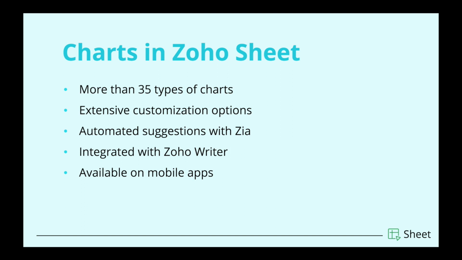In Zoho Sheet, there are more than 35 types of charts that can be used for various data sets. And Zoho Sheet also provides you with an extensive array of customization options you can use to make your chart the perfect one. Also, in Zoho Sheet, there's an AI-powered analytical assistant called Zia who can help you with recommended charts, pivot tables, and insights about your data. Not only that, we have also integrated with Zoho Writer in such a way that you can simply copy-paste your chart from Sheet to Writer and bring in your live charts inside the Writer document. So charts and Zia in Zoho Sheet are both available on mobile apps too. And now we'll jump into the demonstration and see how we can create and customize charts inside Zoho Sheet.